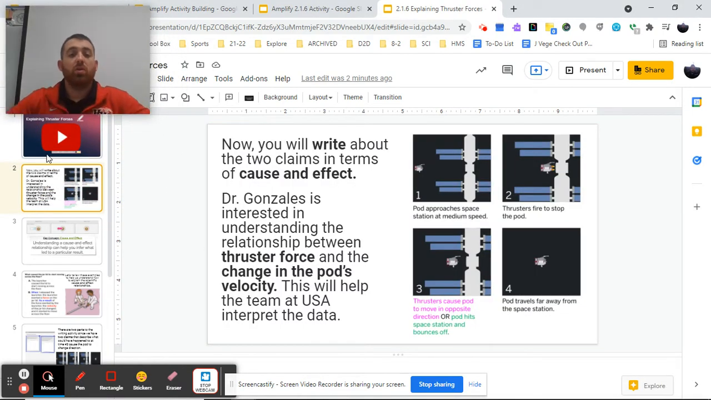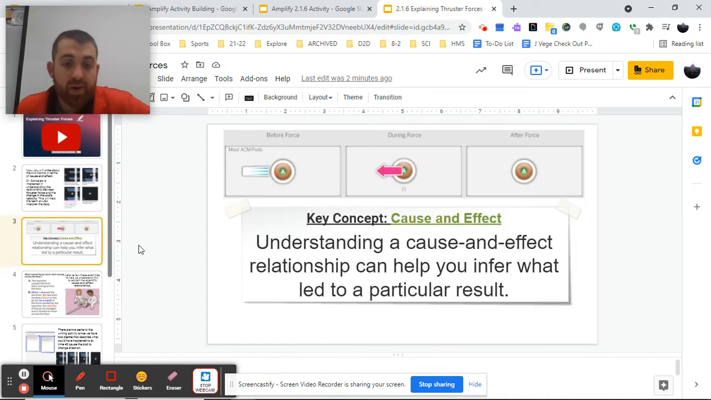So, you will be writing about our two claims in terms of cause and effect today. Dr. Gonzalez, as I said, is interested in understanding the relationship between the force of the thrusters and the change of velocity. They're going to be using this to help interpret the data as to what's going on with their space pod. Now, the key idea here is this cause and effect relationship. Understanding a cause and effect relationship can help us infer what led to a particular result.